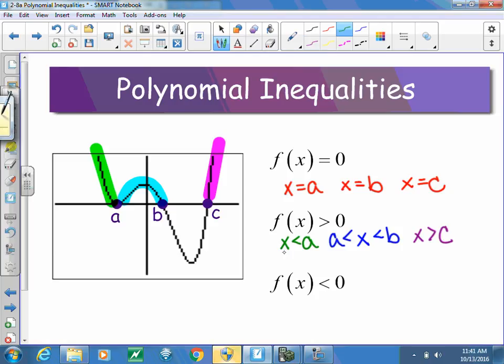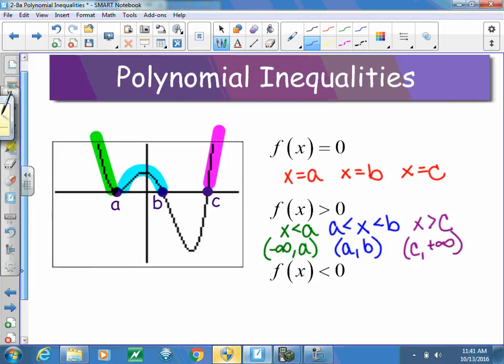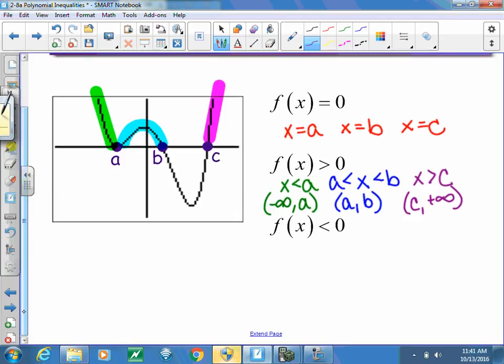When I talk about the values that are less than a, we're talking about the interval from negative infinity to a. When we talk about a to b, we're going from the interval of a to b. And for the values greater than c, we're talking about anything from c all the way to positive infinity. And that right there is when our function is going to be greater than 0. It's when it's above the x-axis.